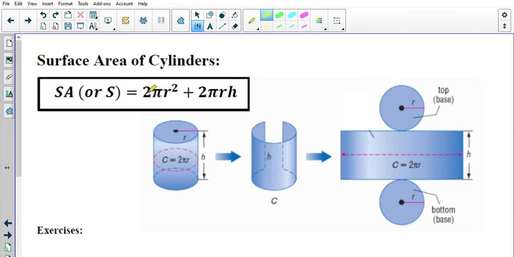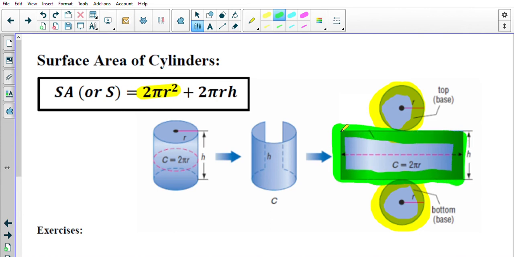So where the 2 pi r squared comes from in this formula is from your two circles, which are part of your cylinder. The 2 pi r(h) is a little bit more complicated. It comes from the rectangle. So the area of a rectangle is length times width.